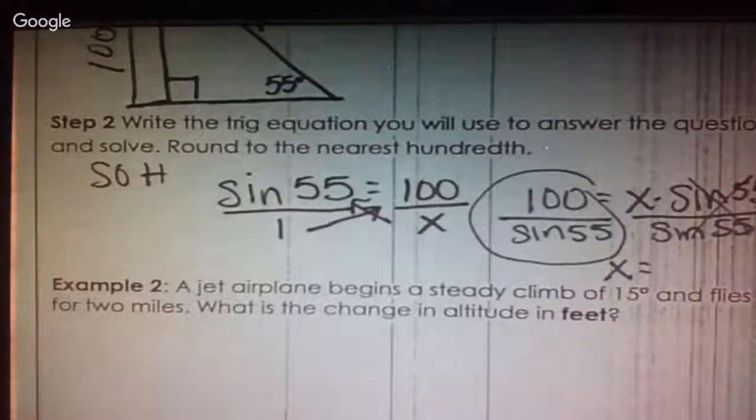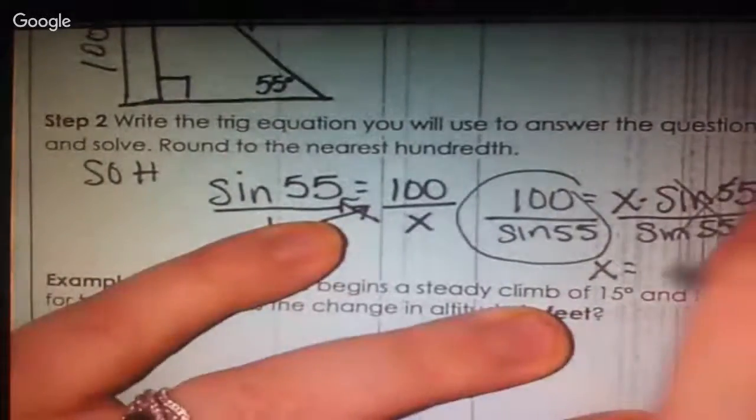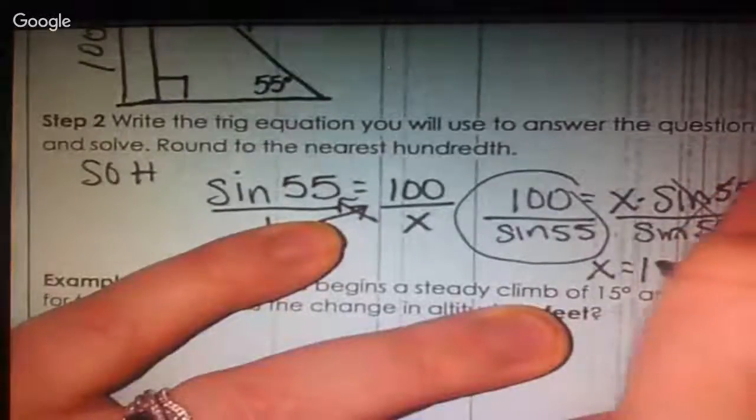Let me do it again. Remember, your hypotenuse is the biggest side on your triangle, which means your answer should be over 100. If the length of my tower is 100, that means my hypotenuse should be bigger than that. So if you got something smaller, you know something went wrong. So you got 122.1.